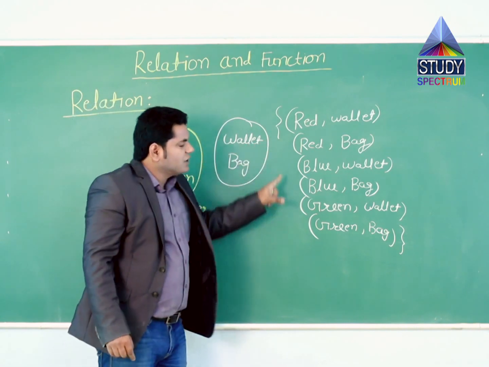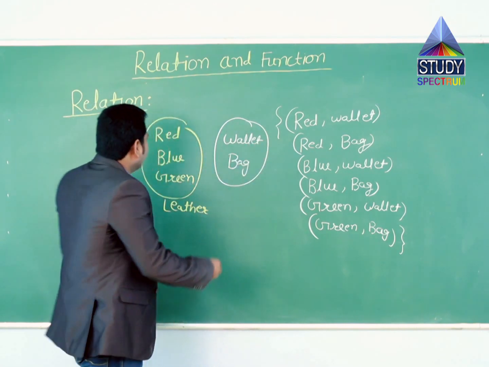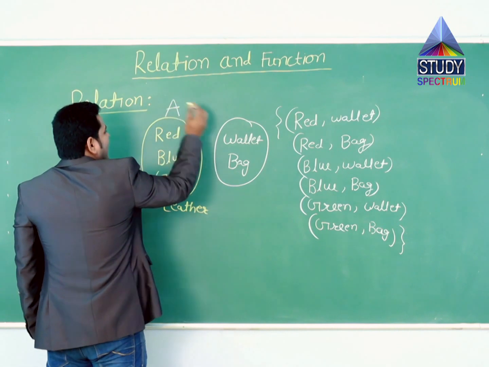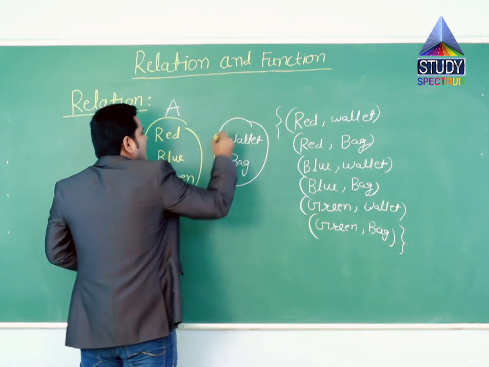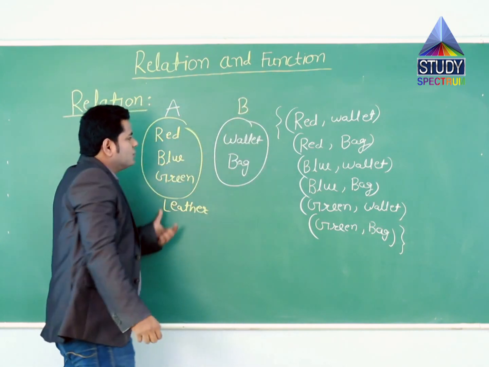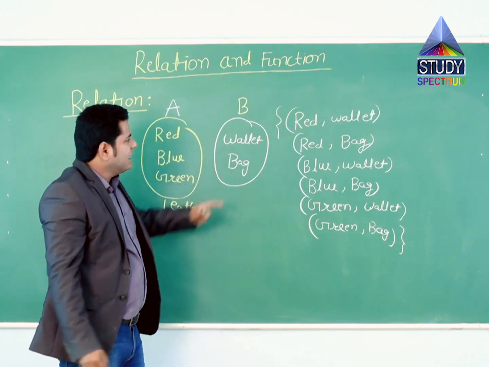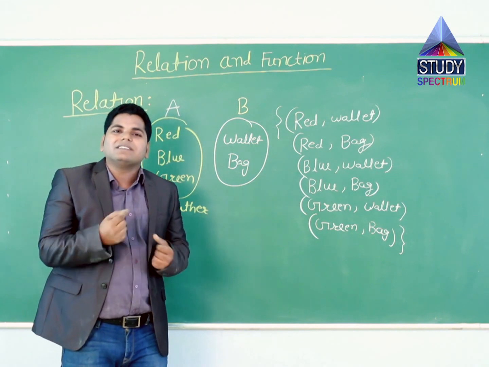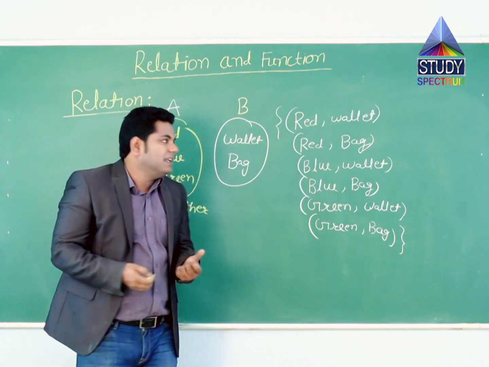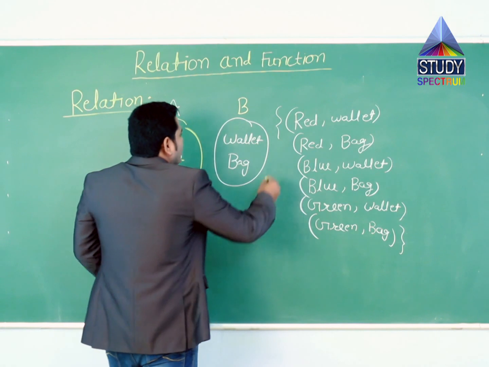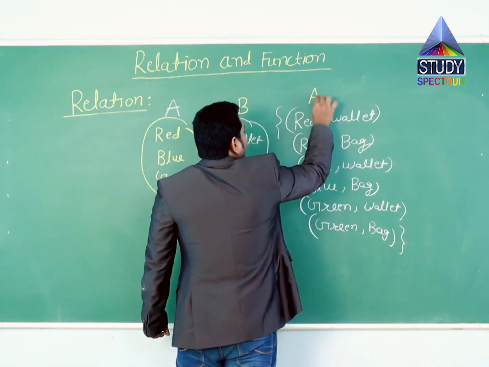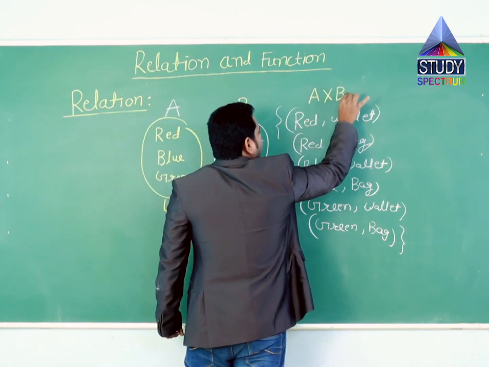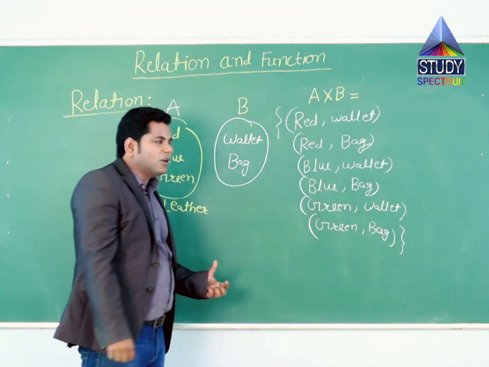It is the Cartesian product of two sets A and B, where A is this one and B is this one. So we have A cross B. The Cartesian product of two sets is denoted by A cross B.